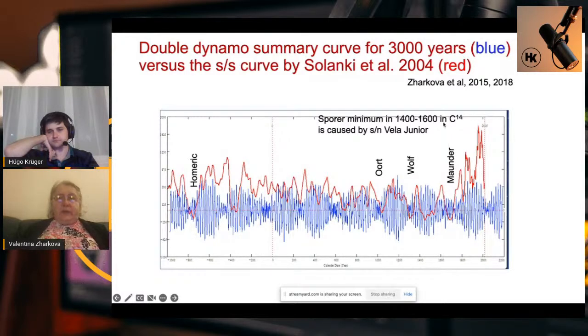And what we discovered is exactly when this supernova, Vela Junior, exploded. It exploded somewhere around 1340 or so, in the southern latitude, about 55 degrees. It was at a distance of 600 light years from us.